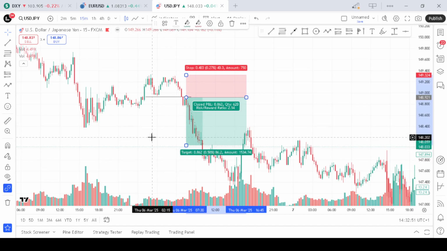By incorporating this strategy into your trading plan, you can effectively use the Adam and Eve candlestick pattern to capitalize on market reversals and enhance your trading performance.